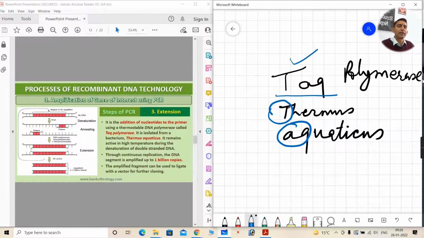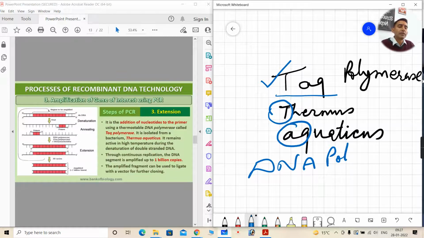So this is how this Taq or TAC is named. In Hindi, what do we call it? We call it TAC, TAC polymerase. Okay. So we have obtained this Taq polymerase.